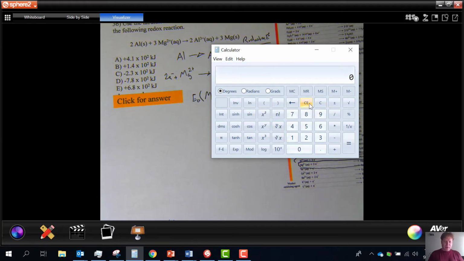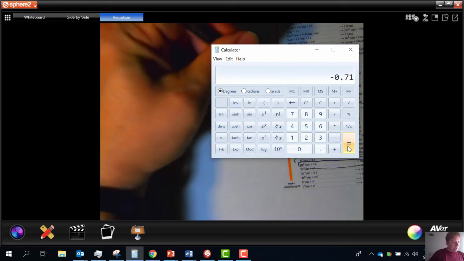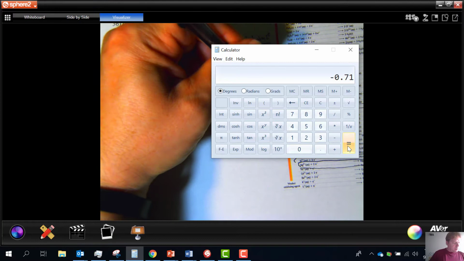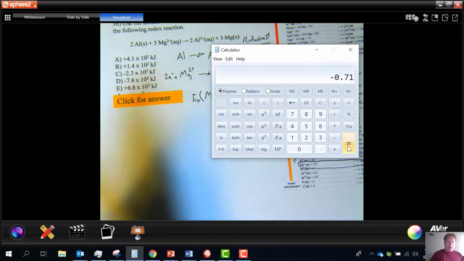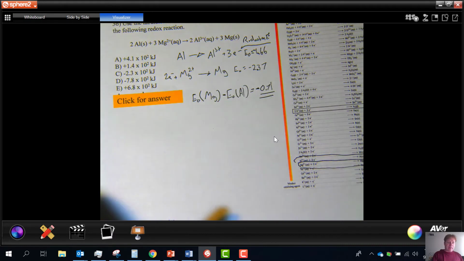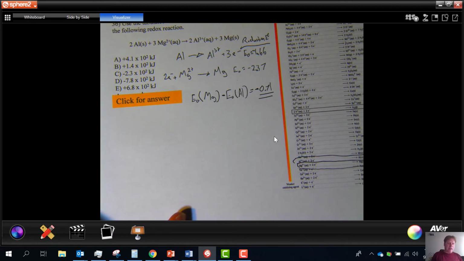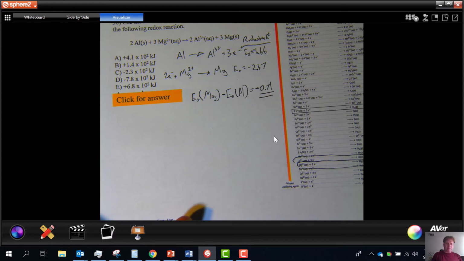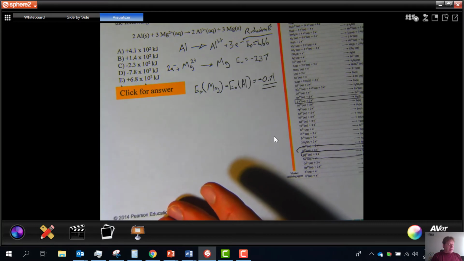Okay, so we'll do the math here. We have negative 2.37, and then we're subtracting a negative, so I'm going to put that as a positive, so plus 1.66. And that's our cell potential. So we have negative 0.71. Okay, so that is our cell potential. So that's negative, which may be telling us something about whether or not it's spontaneous.